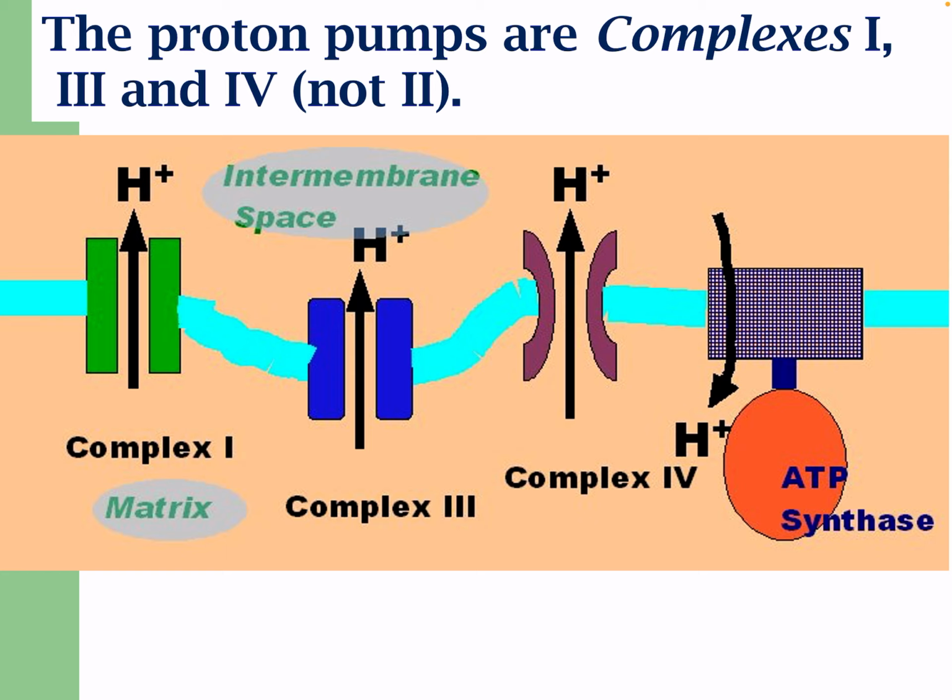So the proton pumps are complexes 1, 3, and 4, not 2. So remember, this produced 4, this produced 4, and this produced 2, and this produces 4. Remember, complex 2 will be here. This doesn't span the membrane, and this does not transport hydrogen ions. Again, we're building that gradient, and then they come through here, and then we have our ATP synthase.